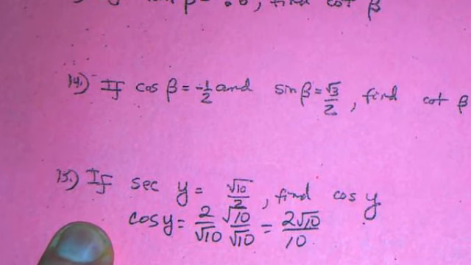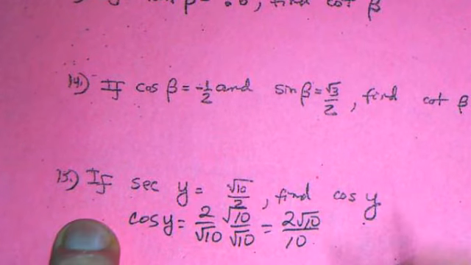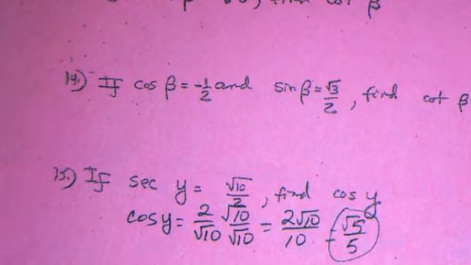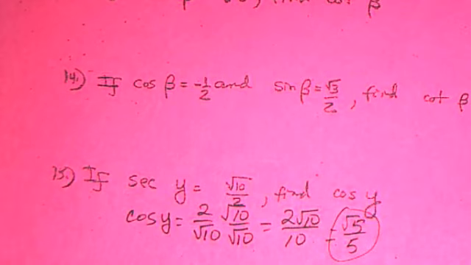2 and 10 are both even numbers. So we get root 10 over 5 when we simplify that. And that's about all we have for the examples on this page. Let me know if you have questions on any others.